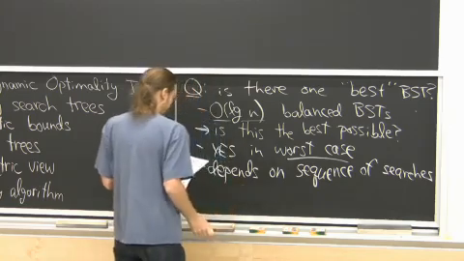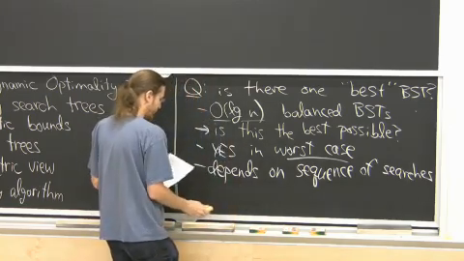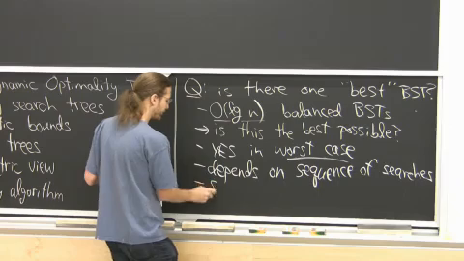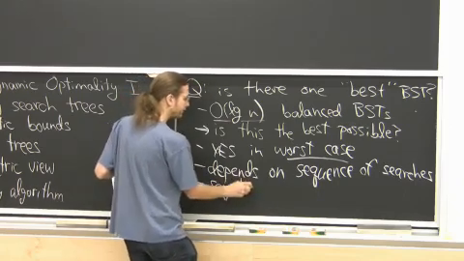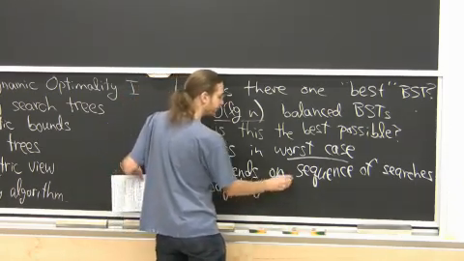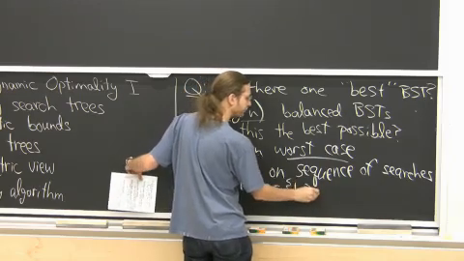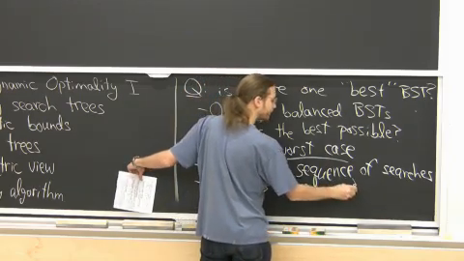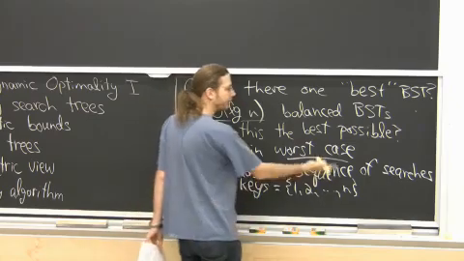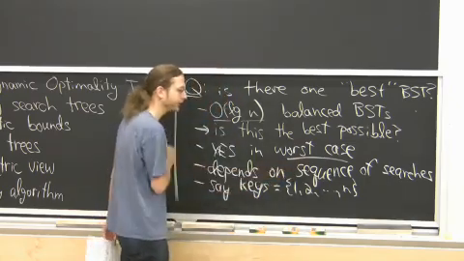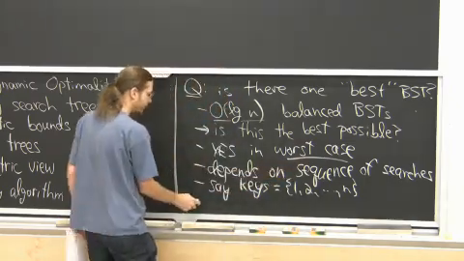So let's say, to make things a little clean, let's assume that the keys we're storing are the integers 1 up to n. So in particular, there's n of them. And really, we just care about their order. So I'm going to relabel them to be 1 up to n.